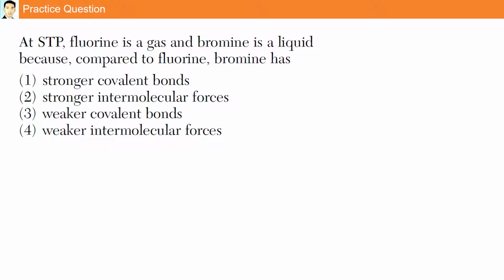Practice question. At STP, fluorine is a gas and bromine is a liquid, because compared to fluorine, bromine has stronger intermolecular forces. Bromine is a larger molecule compared to fluorine. Therefore, it has more dispersion forces, and their intermolecular force is much stronger between molecules of bromine.